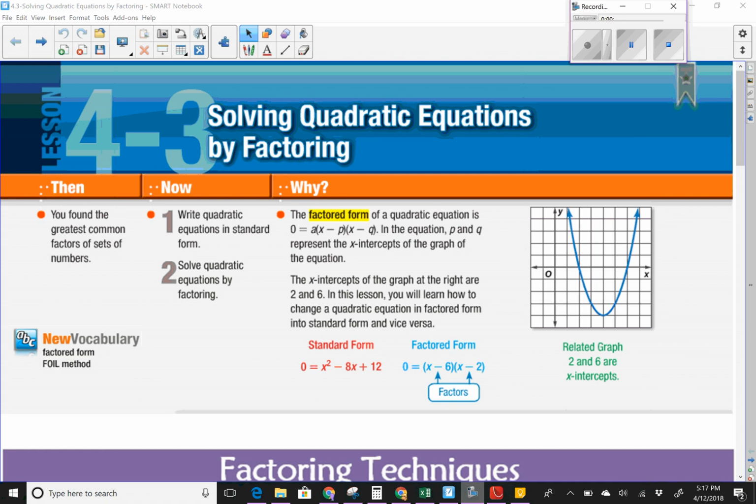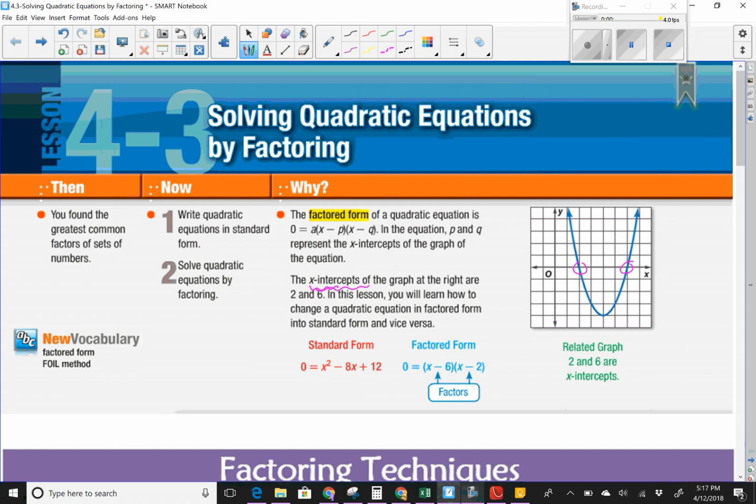Okay, today's lesson talks about factoring. It's 4-3, solving quadratic equations by factoring. And in our previous lesson at the end, we talked about how the x-intercepts of the graph, oh, maybe it's already there. Yes, yay. Okay, the x-intercepts of your graph, remember, those are the solutions of your graph, and also how you can get the factored form straight from there.